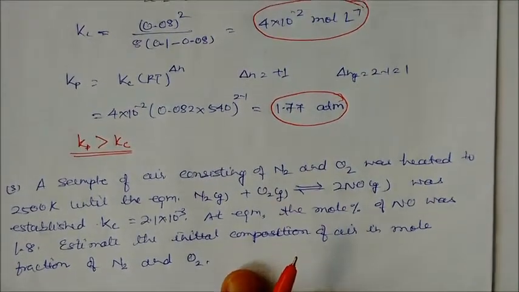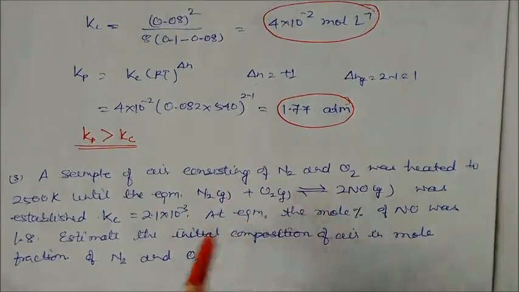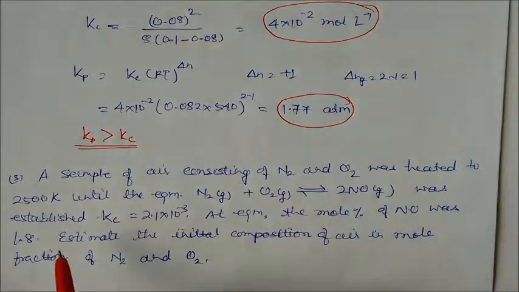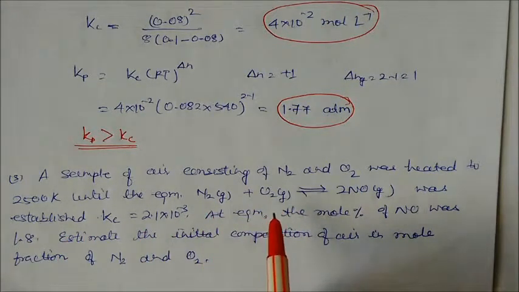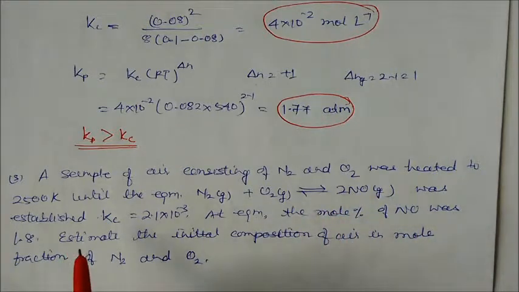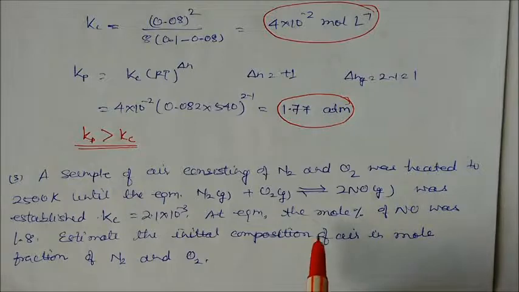In the next question, a sample of air consisting of nitrogen and oxygen was heated to 2500 Kelvin until the equilibrium N2 plus O2 gives 2NO was established. This is the value of Kc at equilibrium. The mole percent of NO was 1.8. This is the mole percent of nitric oxide, so out of 100 we are getting 1.8. Estimate the initial composition of air in mole fraction of N2 and oxygen.